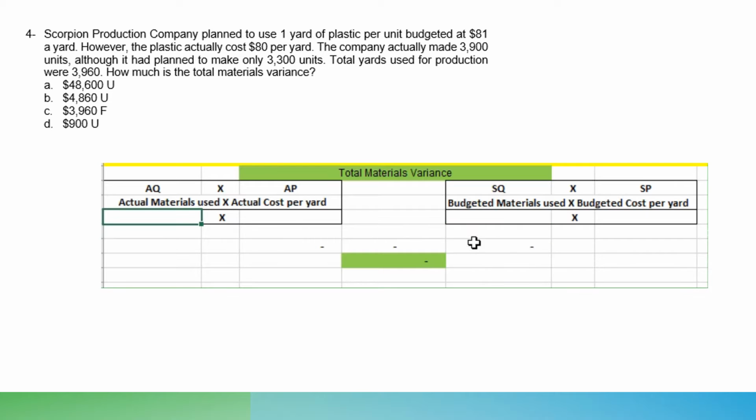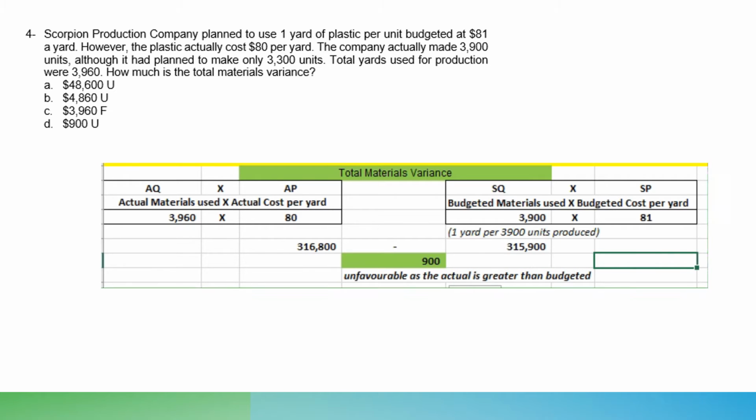So in this case, we're told the actual materials was 3,960. The actual cost per yard was $80. So we have a total cost of 3,960 times 80 being $316,800. If we look at the budgeted material, this is where you have to look at standardized costing. They expected to use 1 yard and it was 3,900 units produced. So we have 3,900 budgeted materials planned, and the budgeted cost per yard was $81. So our total cost in this case, 3,900 times 81 budgeted for $315,900. Because the actual exceeded the budget, we have a $900 unfavorable variance in this situation.